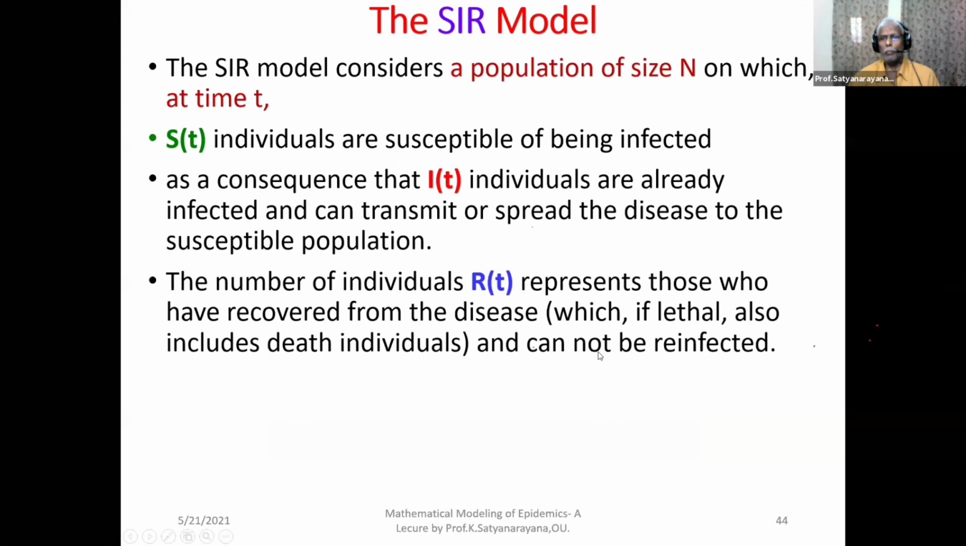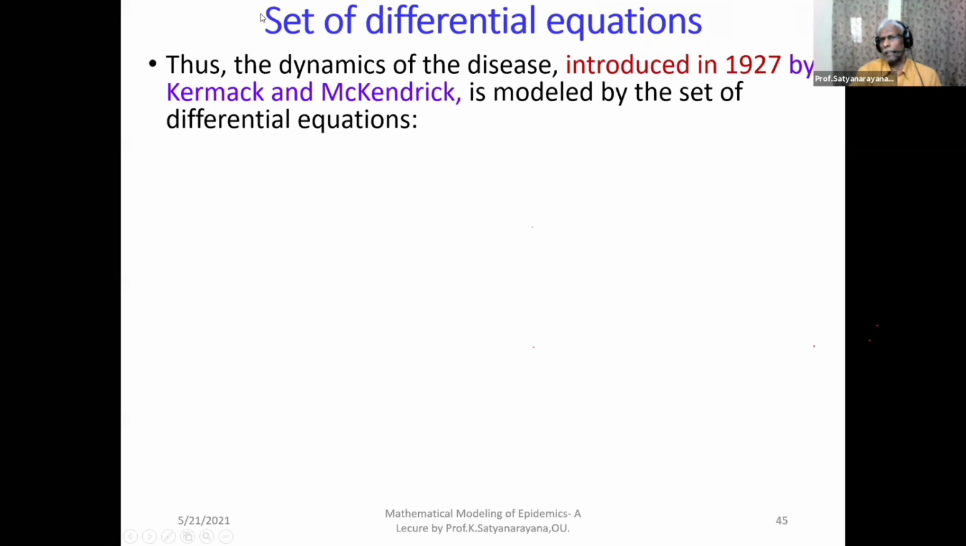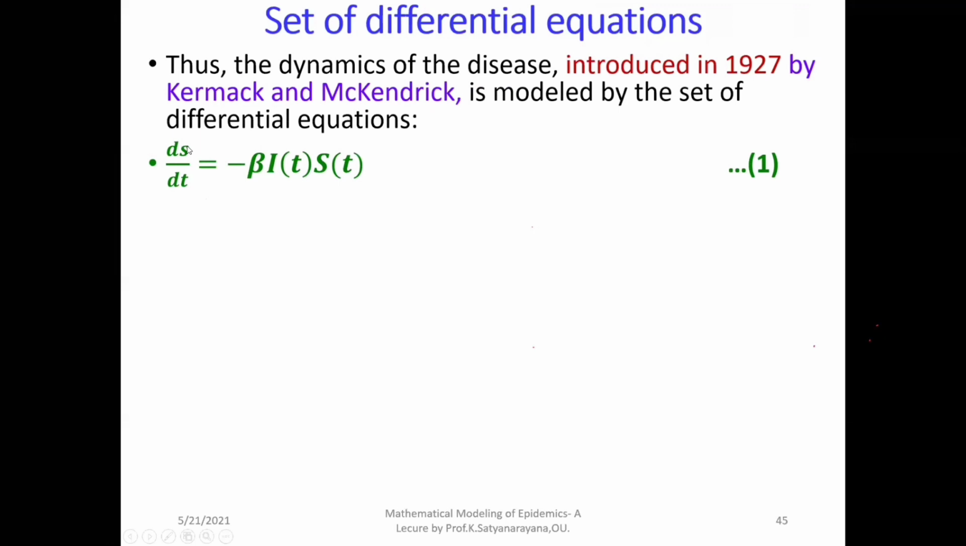Set of differential equations. The dynamics of the differential equations was introduced in 1927 by Kermack and McKendrick. They modeled it by a set of differential equations. The first one is dS/dt, the rate of change of the susceptible, which is minus beta times I(t) into S(t). What is this? That means dS/dt is proportional to I(t)S(t), where beta is the constant.